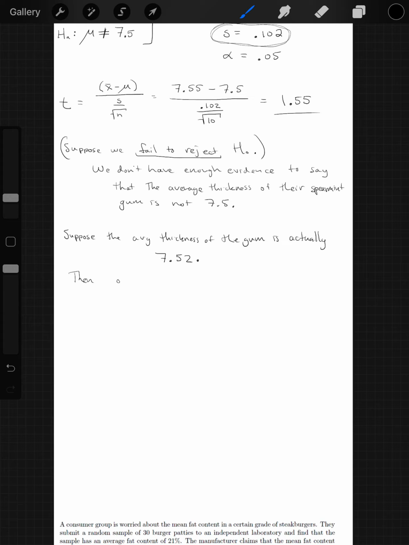So then our conclusion was a type 2 error, right? Because we failed to reject H naught, but it turns out that we actually should have because H naught wasn't true, right?